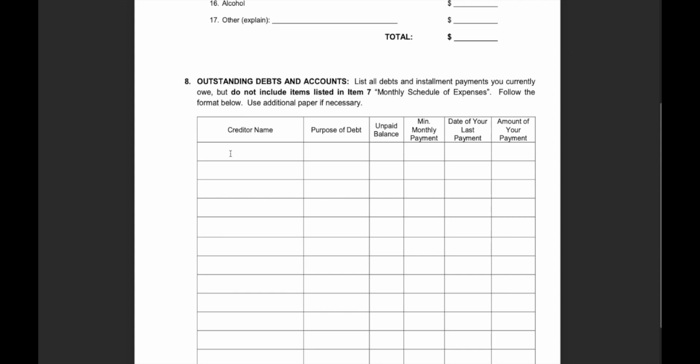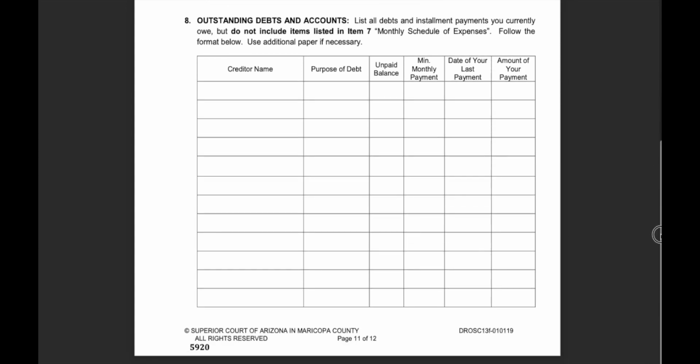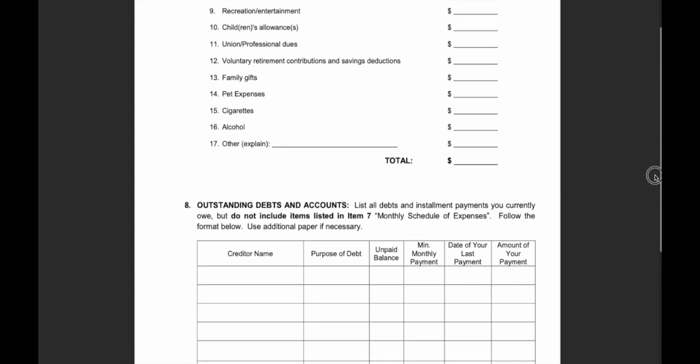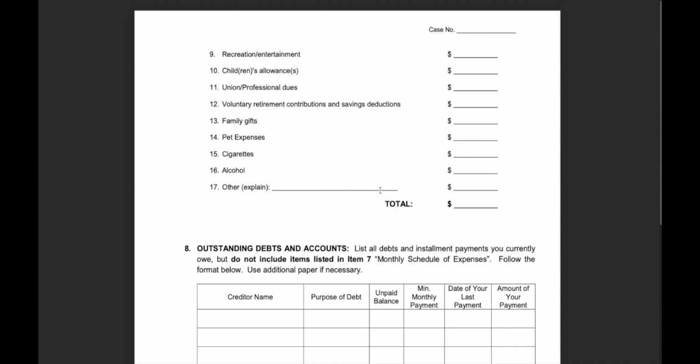So oftentimes I ask clients if they have any outstanding medical debt, student loan debt, credit card debt. You're going to explain a brief purpose of why you obtained the debt, the unpaid balance, your minimum monthly payment, the last date of your payment, and the amount of your payment. And we are done. Although this says page 11 out of 12, the 12 pages indicates if you have used a separate form of paper for any of the expenses up above.